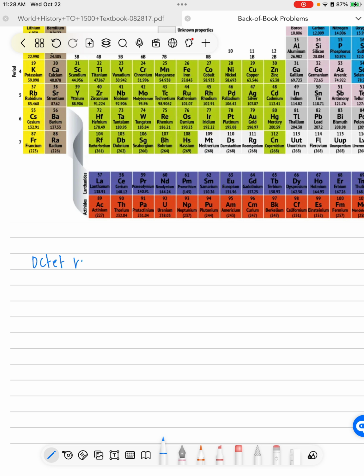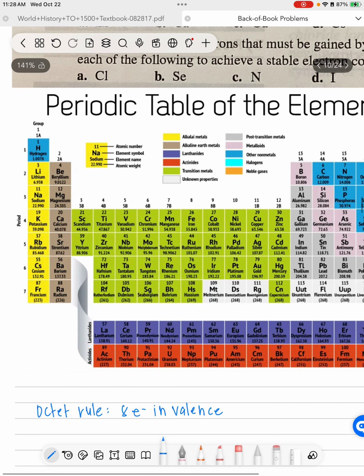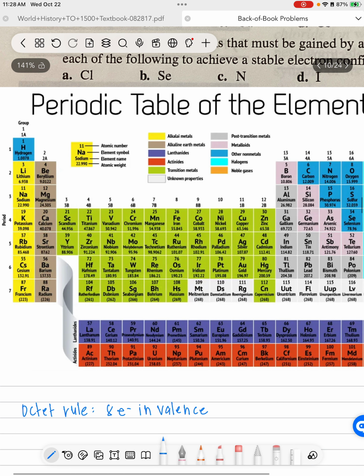And that tells us that every element wants 8 electrons in their valence shell, with the exception of those that can have 2, like hydrogen and helium, and lithium, and beryllium.